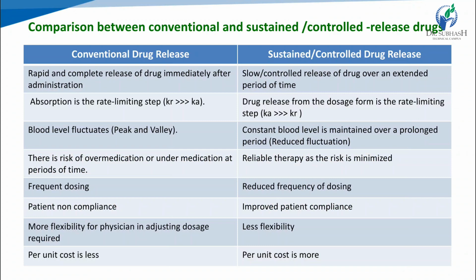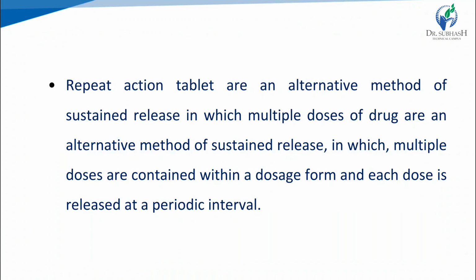There is more flexibility for physicians in adjusting the dosage in conventional forms. That is the advantageous part: physicians may change the dose size and dose frequency. In sustained release, there is less flexibility. Per unit cost is less in conventional as compared to sustained controlled release, which has a higher cost for the formulation. So these are the comparisons between conventional and sustained controlled drug release.